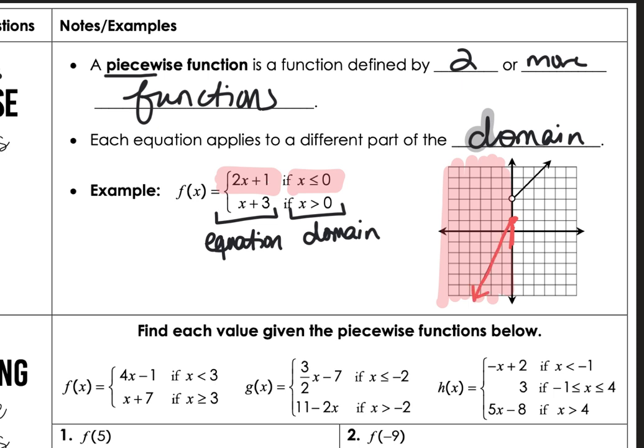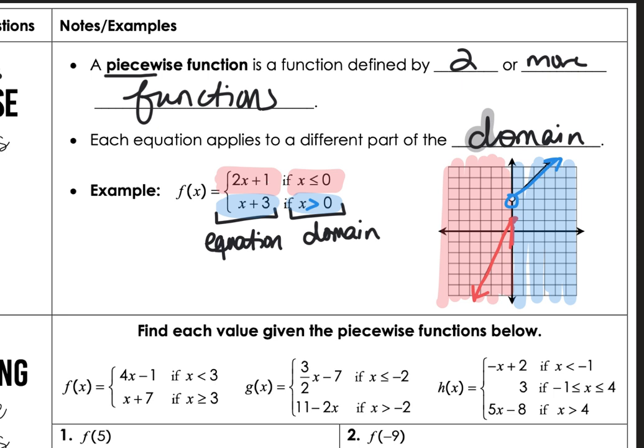If I look at the other piece, so the other piece is going to be happening when x is greater than 0, so that's going to be on the right-hand side. And that's going to be this line, x plus 3. Notice that because this says greater than 0, I'm going to have an open circle, and I'm going to go to the right.